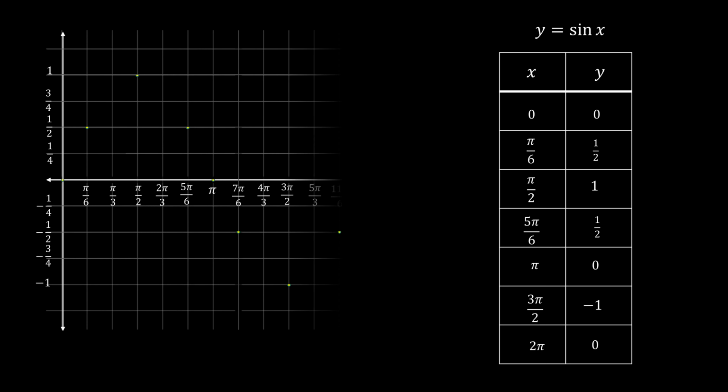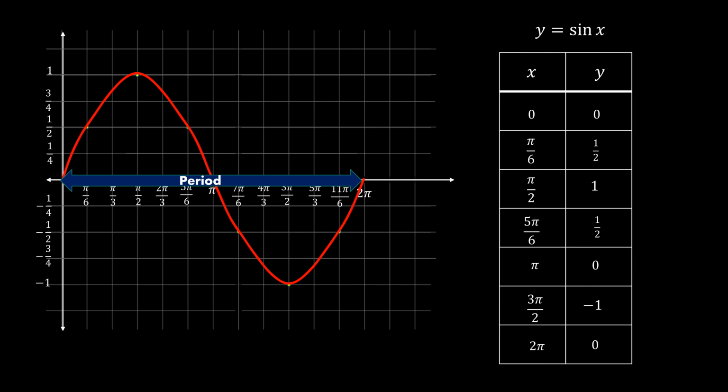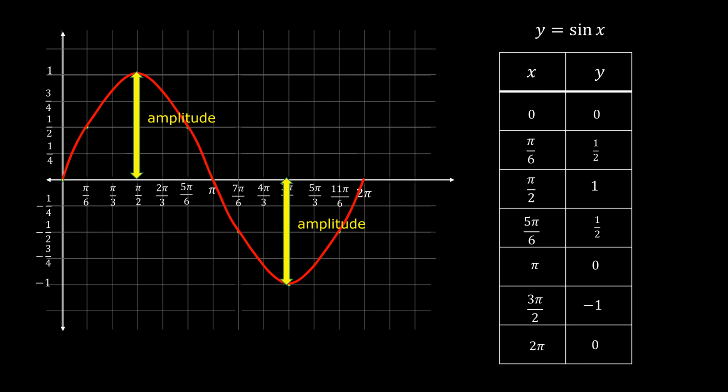These are the values of y. On the xy plane, plot each point and then connect the points to make the graph. So this is the graph of y = sin x. On the graph, this is the period of the function and this is the amplitude of the function. The amplitude here is 1 and the period is 2 pi.